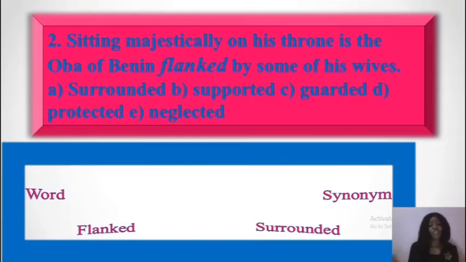And of course, option D can also not go because his wives don't have the capability or the capacity to protect him. His guards are there to protect him, and his wives also couldn't have neglected him, going by the meaning of flanked. So the correct synonym for the word flanked is surrounded. Yeah, I know that was very easy. Let's look at the third example.